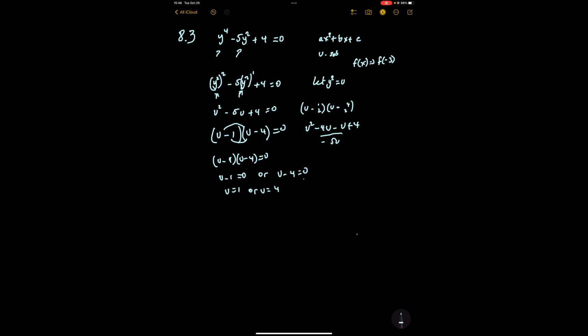Now, here's the thing though. Remember, u is not the actual variable. It is y squared. So we need to go back and change the u to y squared. The reason we did that u-substitution is to make life easier. So technically what we have here is y squared equal to 1 or y squared equal to 4. This is what we actually have right here, technically.